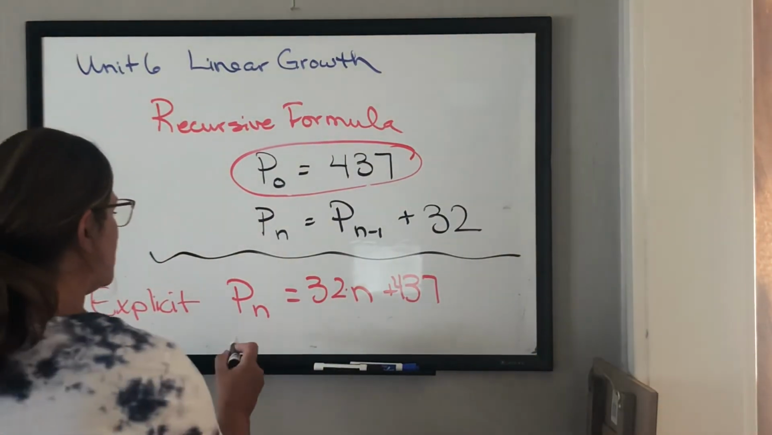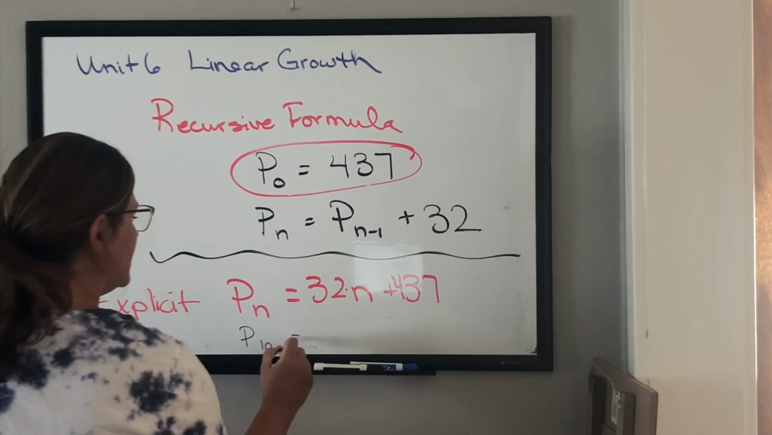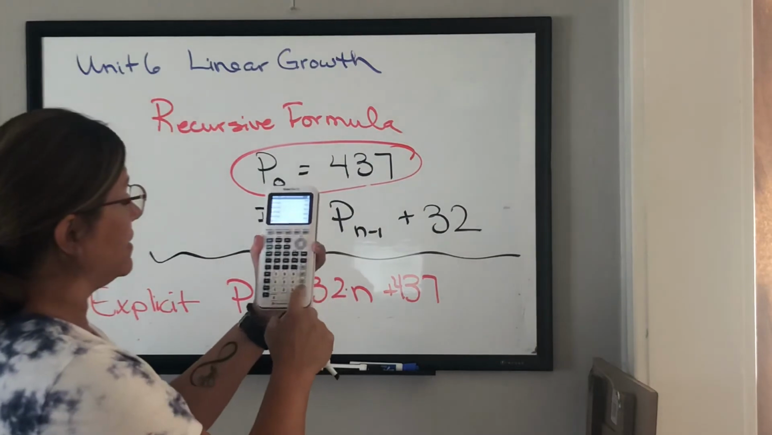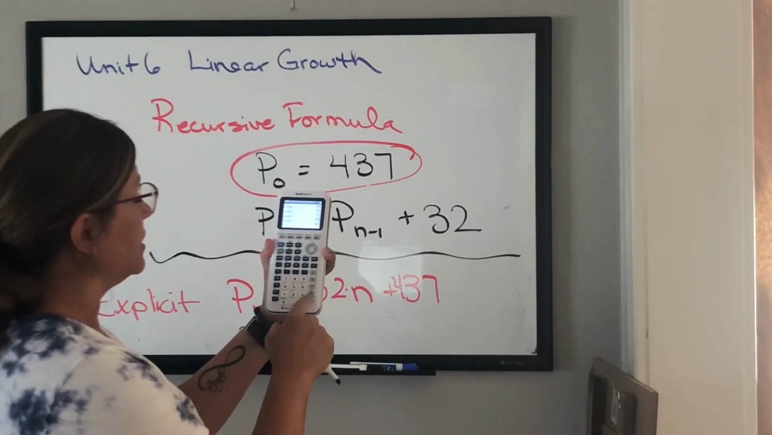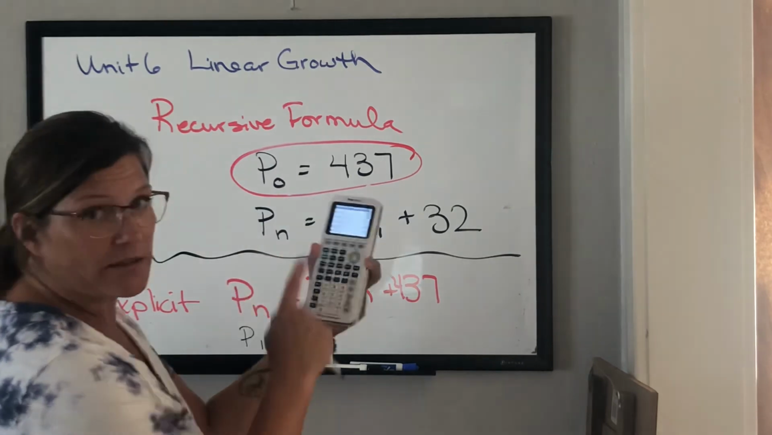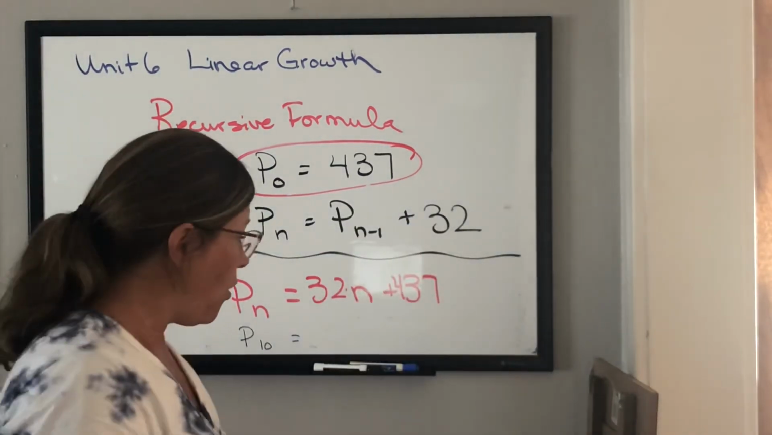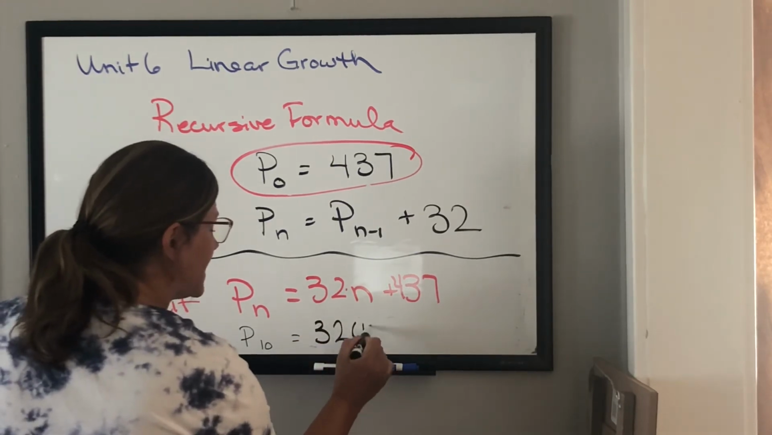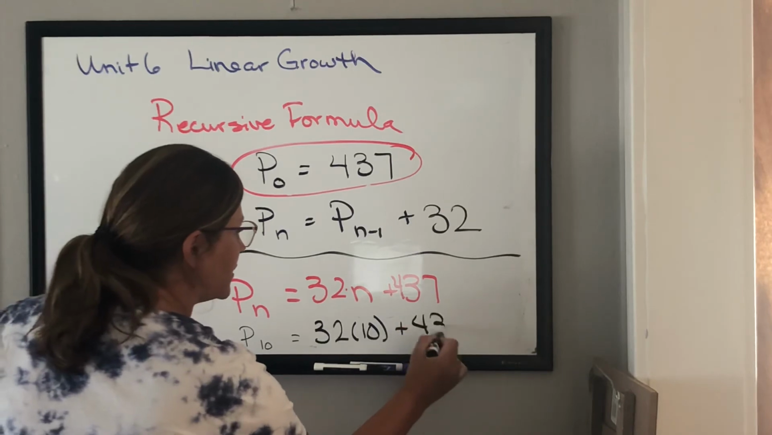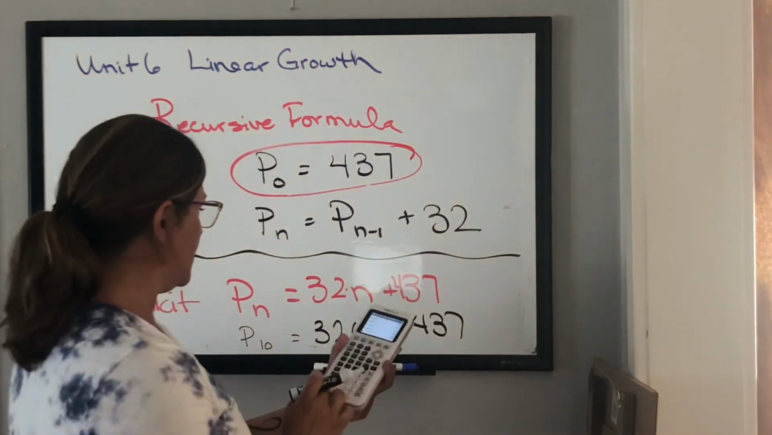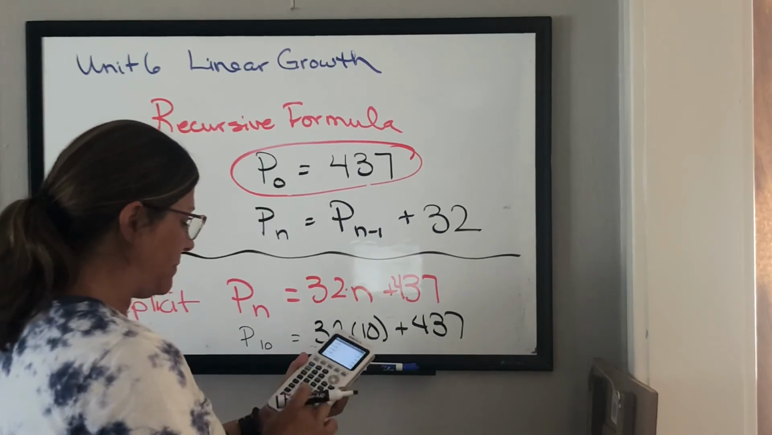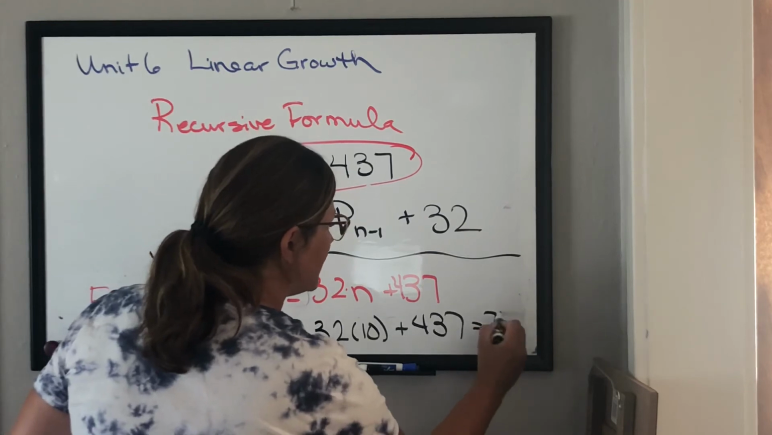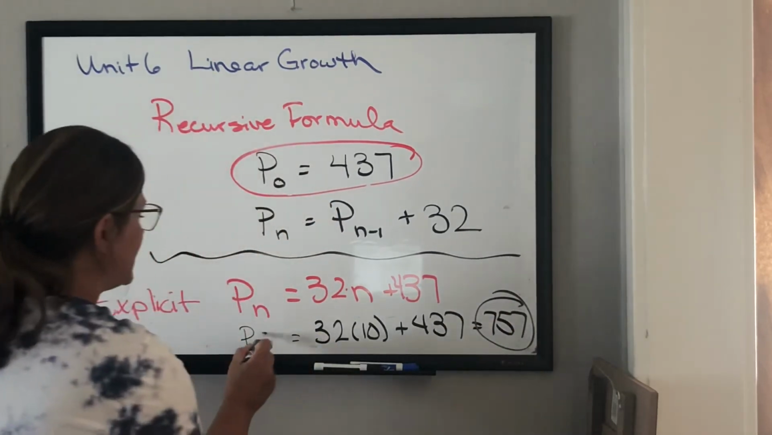So let's figure out if I do want P of 10, I can do it two different ways. I can take my calculator and add 32 10 times, add 32, add 32. I don't even know how many 32s I've added at this point. Or I can say 32 times n, or 10, plus 437. That's 320. So 320 plus 437 is 757 bottles after 10 years.